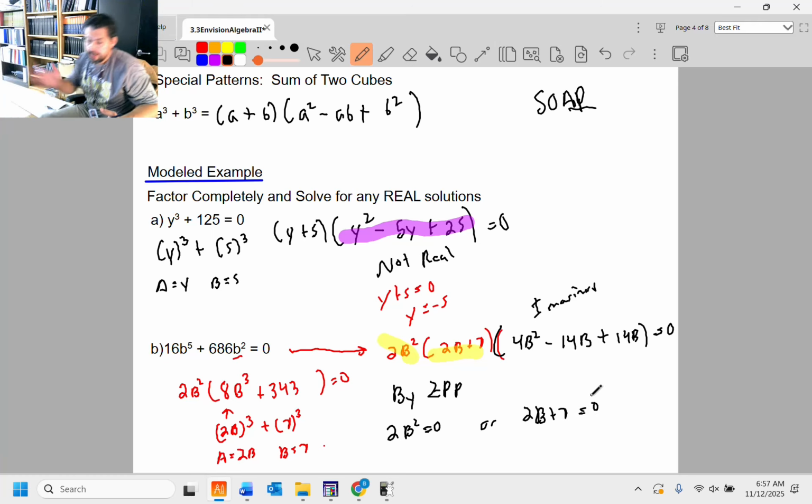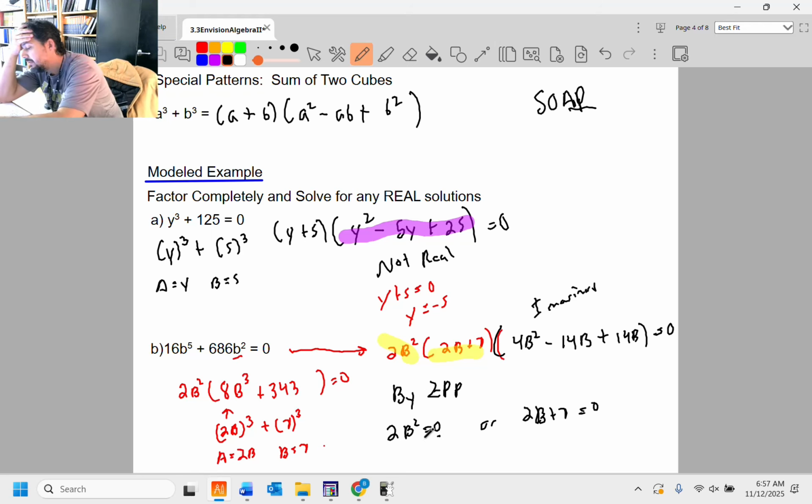And then I just crank out the math, right? Like this one's so easy. But there's kids who don't get this. I divide by 2, b squared is 0. I take the square root, and by gosh, b is just 0. It's so simple. But, I don't know.